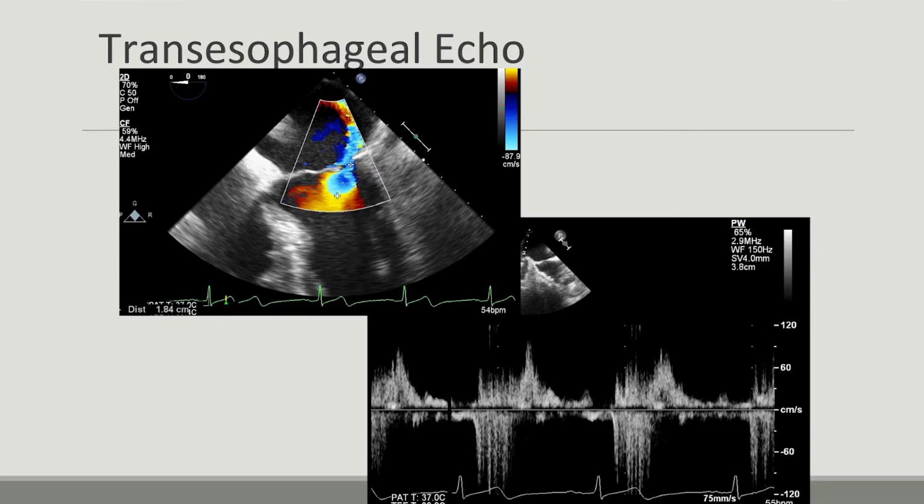Baseline shift was still done, but on TEE, we need to remember that the baseline shift is in the same direction of the jet, which this time is up. When we did the shift, we see our PISA radius is huge and most likely overestimated. On the bottom, we confirm again that there is systolic reversal in the pulmonary veins.